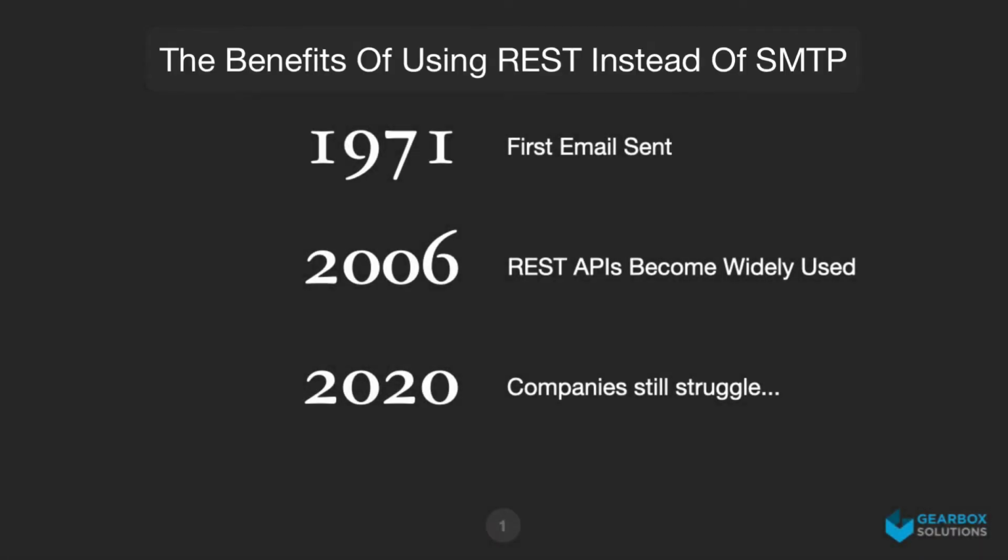I would love to talk to you all today briefly about email. We've been sending email for a long time, and you may be surprised to know that it's been around since 1971. This isn't a history lesson on email, but I do want to point out the REST APIs that have been around since 2006. And many companies are still using SMTP to send mail.